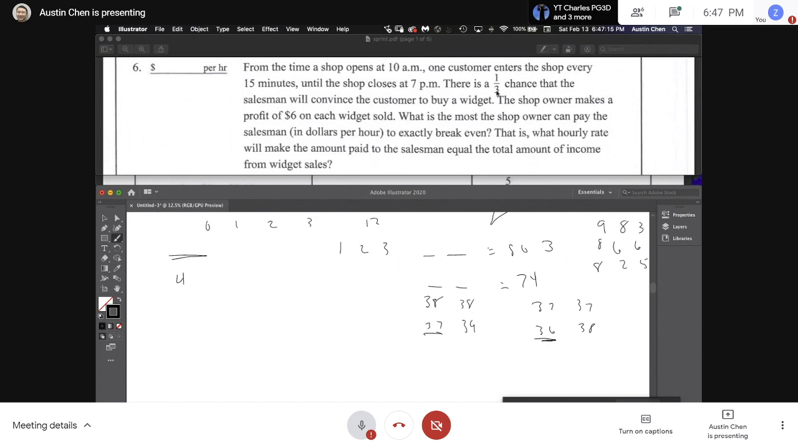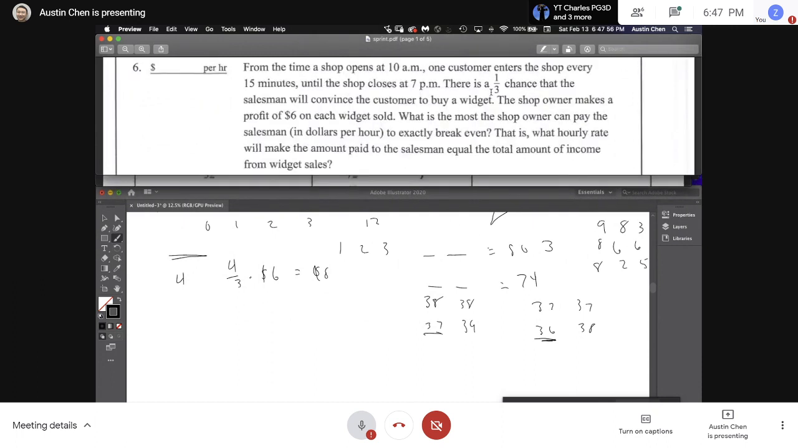and then because we have a one-third chance that the salesman will convince each customer to buy a widget, this is like an expected value of 4/3 customers buying the widgets, and then we multiply this by $6 to find the expected profit that we get per hour, and this is equal to $8. So then we get an expected $8 profit every hour, and we want to pay the salesman so that this breaks even. So then we pay them $8 per hour. So that's our answer.